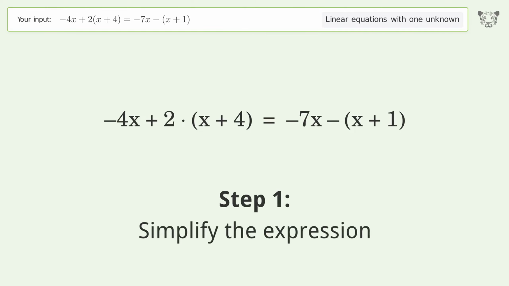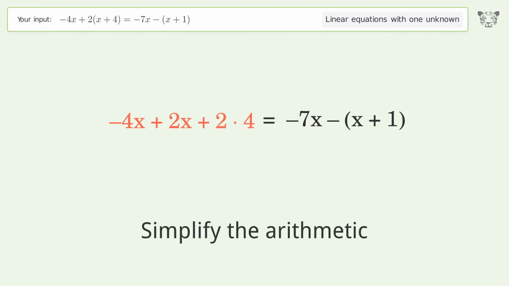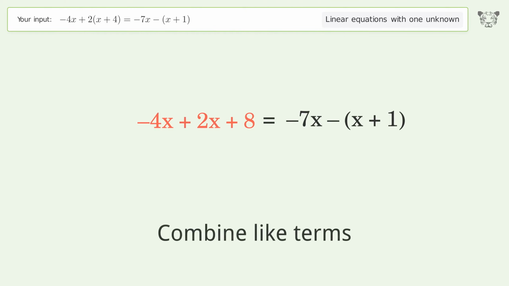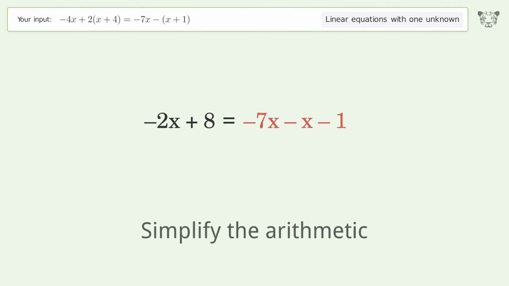Simplify the expression. Expand the parentheses. Simplify the arithmetic. Combine like terms. Expand the parentheses. Simplify the arithmetic.